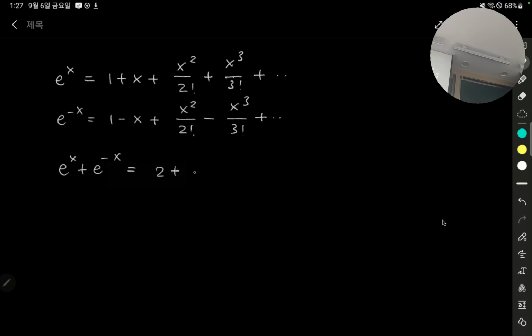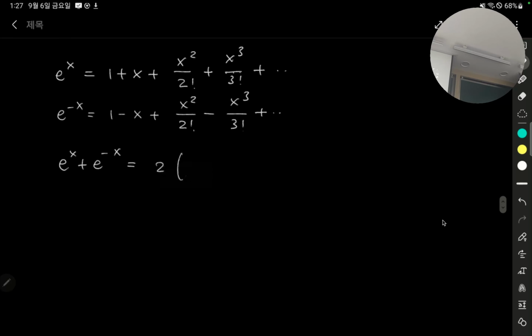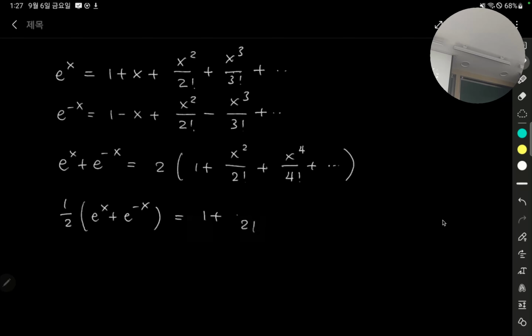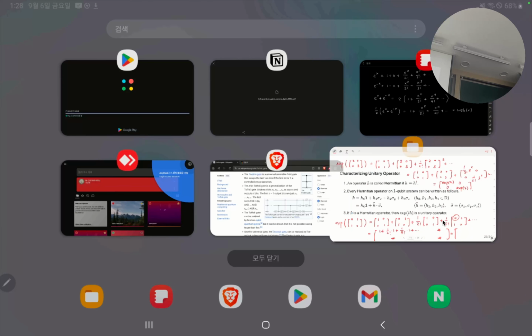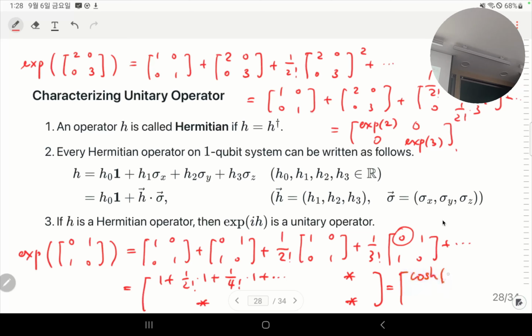You get 2 times everything. So 2 times 1 plus x squared over 2 factorial plus x to the fourth over 4 factorial. So 1 over 2 times e to the x plus e to the minus x is 1 plus x squared over 2 factorial plus x to the fourth over 4 factorial, and so on. What is this? It's a hyperbolic cosine, right? So we have hyperbolic cosine of 1. Okay, you can do similar on the other element.